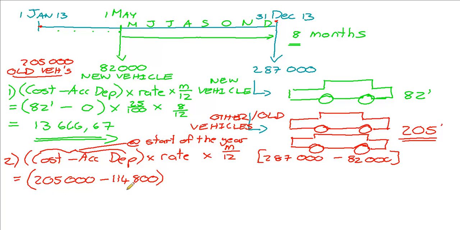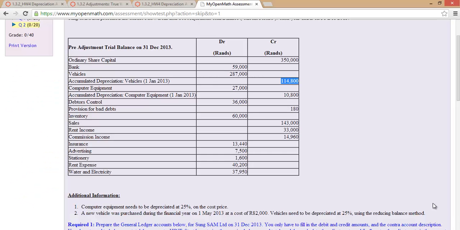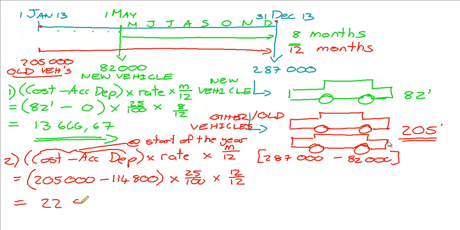So I can say 205 minus the 114 times 25 over 100, multiply by 12 over 12, because we will use the old vehicles for the full financial year, all the way from the 1st of January to the 31st of December, which is 12 months. Good. Calculate this with our calculator, and we can say 205,000 Rand minus my accumulated depreciation at the beginning of the year, which is 114,800, is the carrying amount, multiply by 25 divided by 100, which is the depreciation rate, and the figure there we're going to multiply by 12 over 12. It's going to stay the same. It's going to be 22,550, and that is my depreciation on the old vehicles.